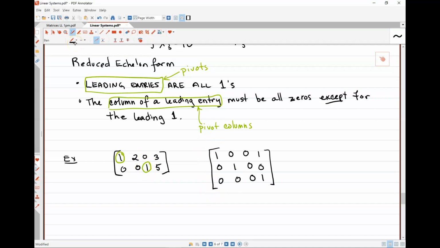Okay, so here's another example. Let's see if we can figure out if this is in reduced echelon form. So there are no rows of all zeros, and it looks like the leading entries are all stacking up correctly, right? So the pivots are all moving from left to right as you go down. And the leading entries, the pivots, are all equal to 1, so that's good. And then the last criterion is that the column of this leading entry has to be all zeros except for the leading 1. So now we do have a problem, right?